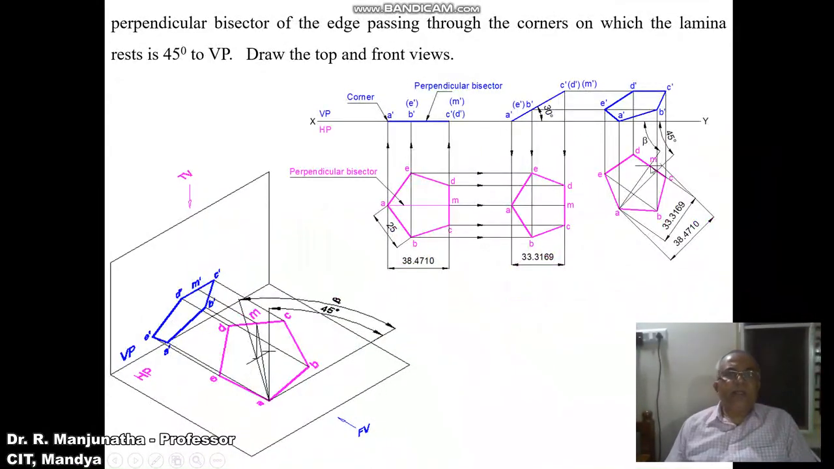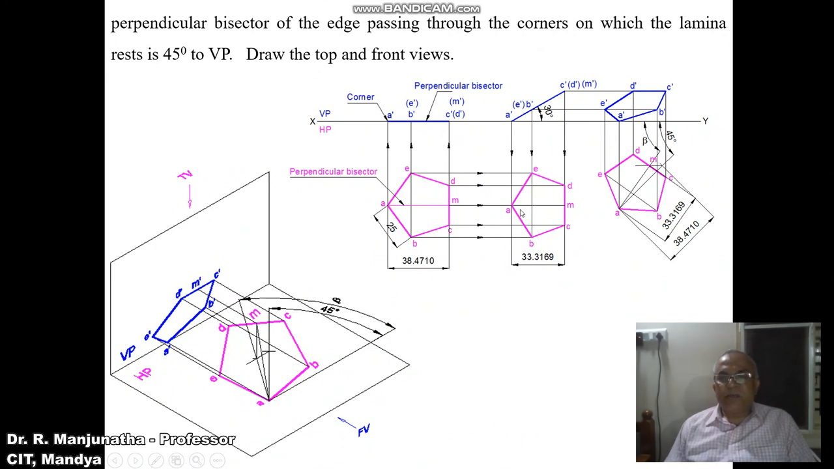Now in the next position, he says that the perpendicular bisector of the edge passing through the corner on which the lamina rests is inclined at 45 degrees to VP. So this is the true inclination given. Once the perpendicular bisector becomes inclined to HP, AM becomes the apparent length. So in the second position top view, AM is in apparent length, and the inclination given, 45 degrees to VP, is the true inclination.